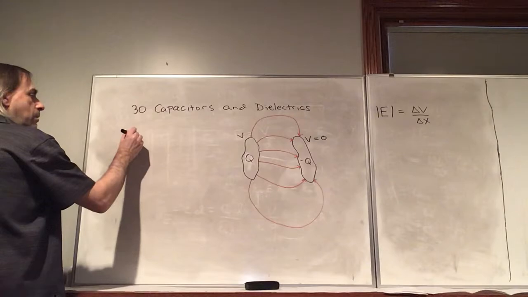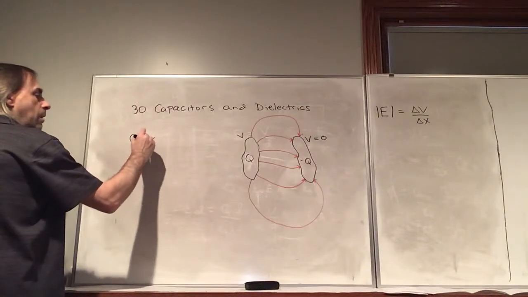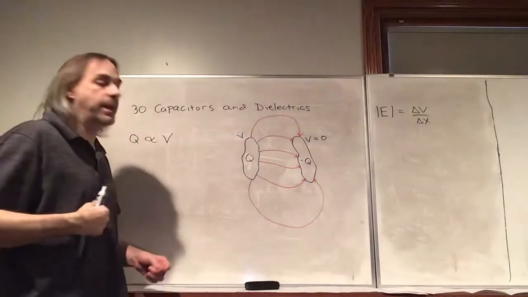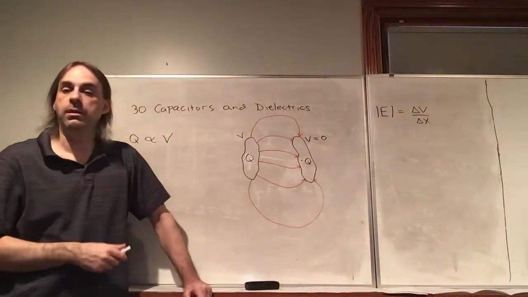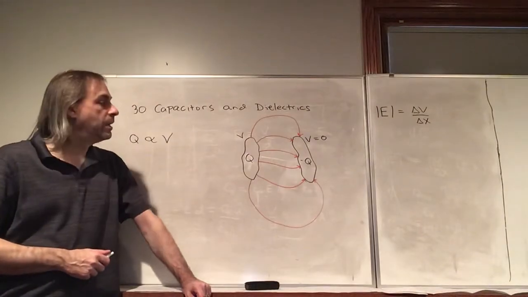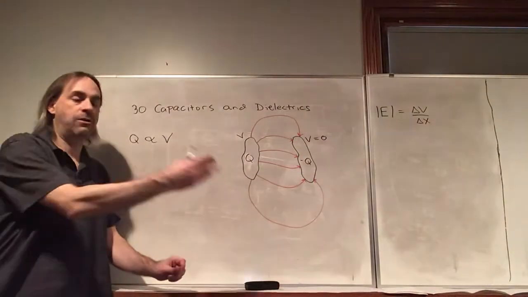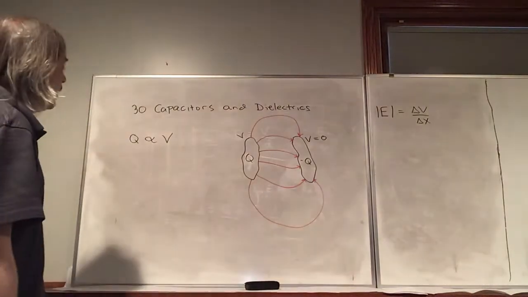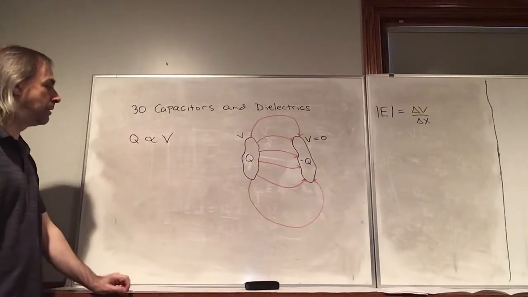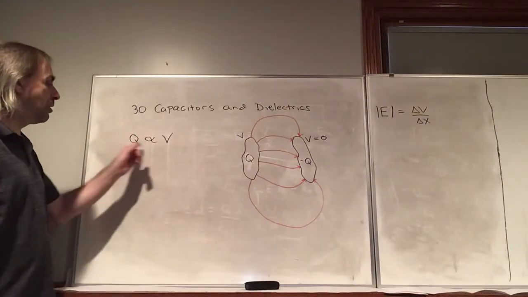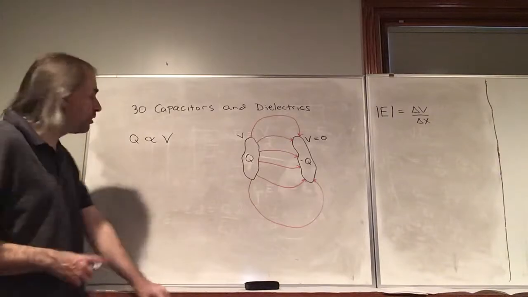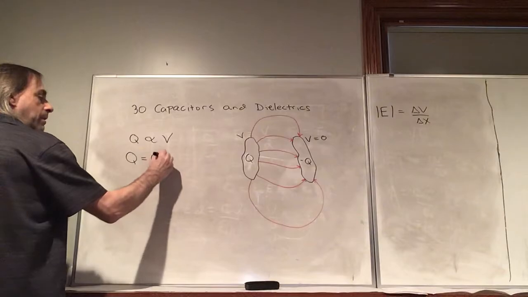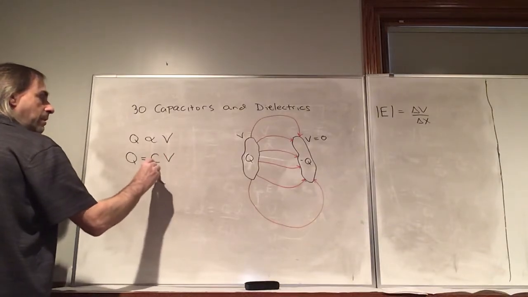So we can say that Q is proportional to V. Maybe a better way of looking at it: say you hook up a battery to the different plates of the capacitor. So you apply a potential difference, and that causes a certain amount of charge to flow from one plate to the other. And so the charge depends on the voltage. To turn this proportional relation into an equation, we introduce a constant, which we call the capacitance. So C is capacitance.